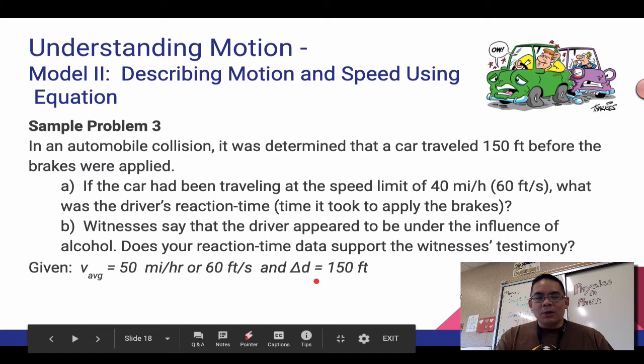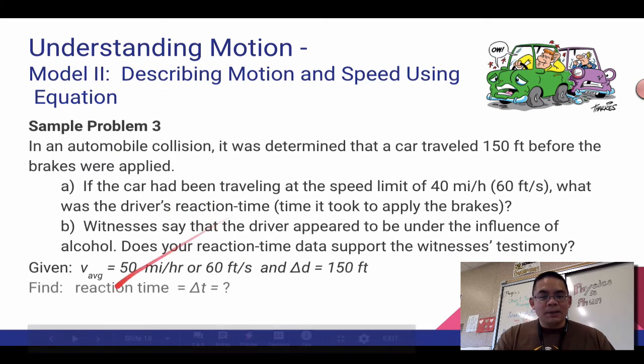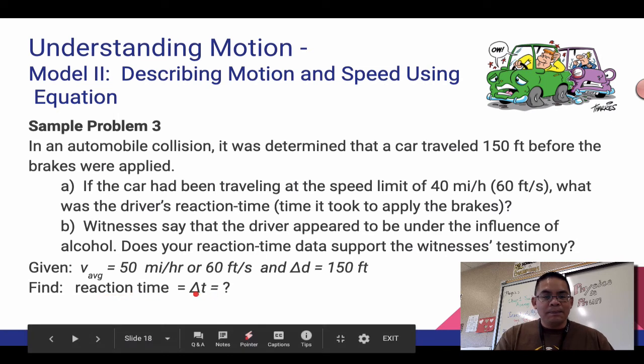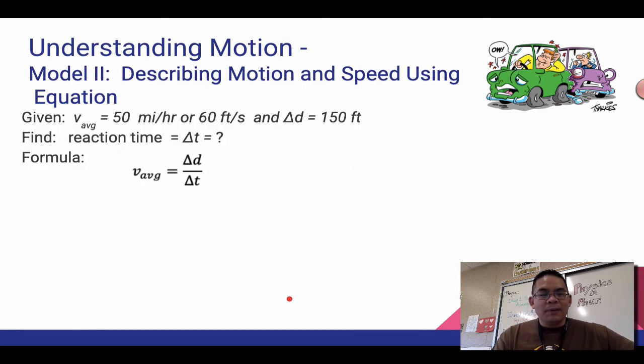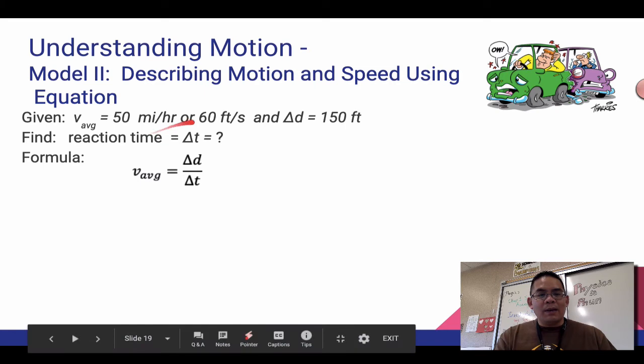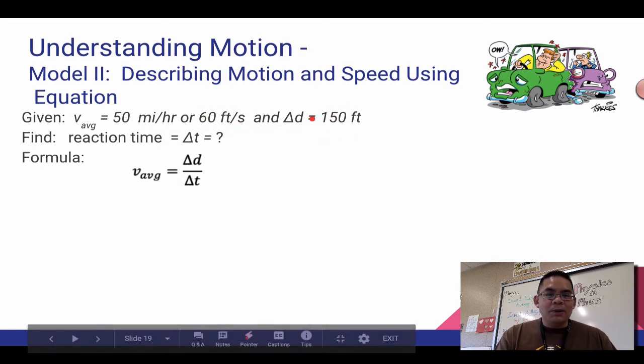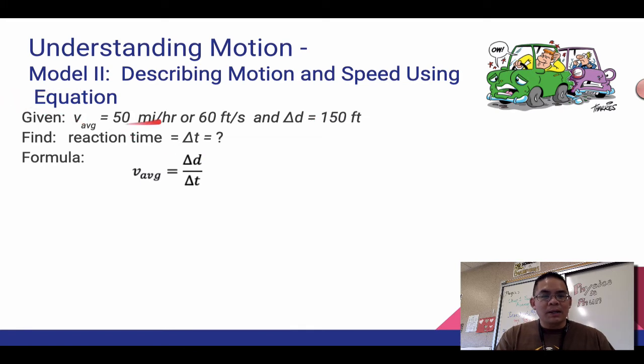What we're trying to find is time, so in this case, the reaction time is delta T. The formula I'm going to use is the same formula. Let's go to the other screen real quickly. So there's the same formula, and we're going to plug in the numbers. V average: because this is already in feet, and this is in feet, I'm going to use the one with feet per second. That's why I forgot this typo. That's my fault, I apologize for that. Plug that in: 60 goes in here, 150 goes right there, and I'm looking for delta T.